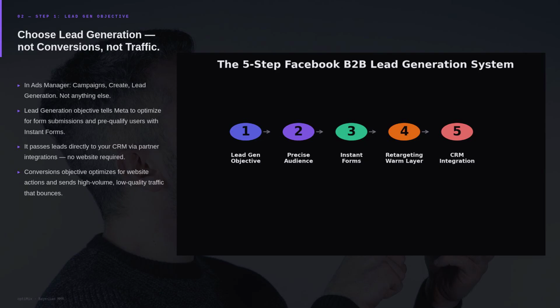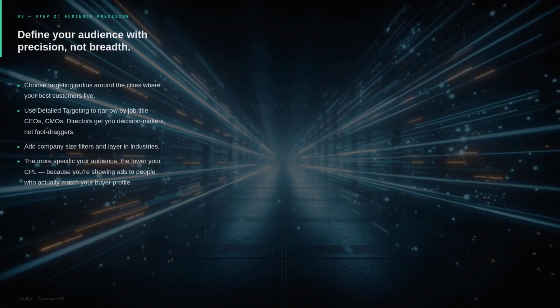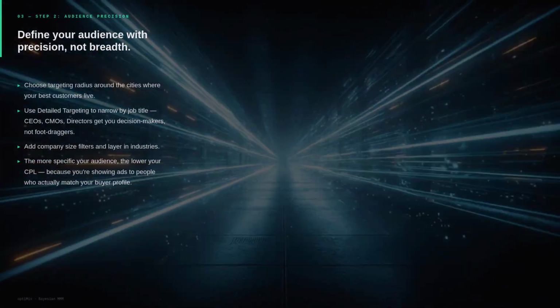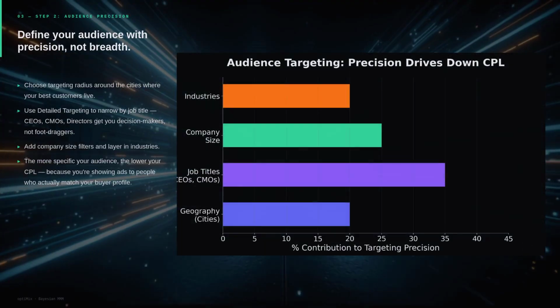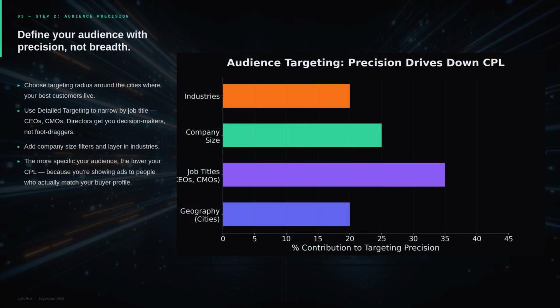Step 1. Choose the right campaign objective. In Ads Manager, go to Campaigns, Create, Lead Generation. Not conversions, not traffic, not brand awareness, lead generation. This is a critical distinction that most B2B advertisers get wrong. Lead generation objective tells Meta to optimize for form submissions, pre-qualify users with instant forms, and pass leads directly to your CRM or marketing automation tool via partner integrations.